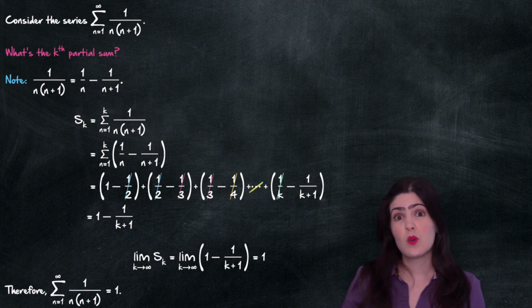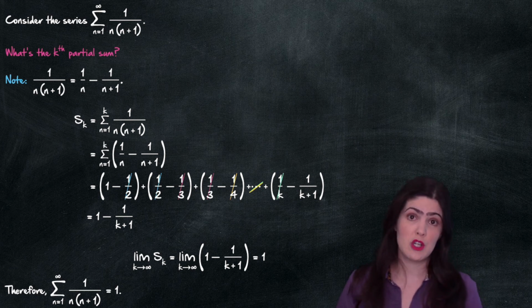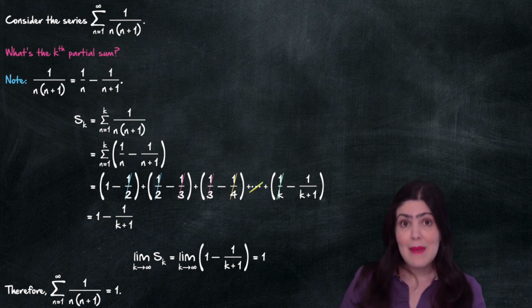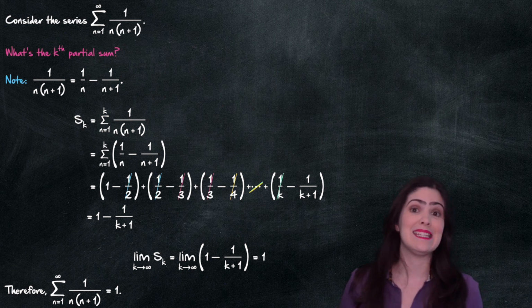So as you saw, it was quite simple to do. We just needed to follow the definition carefully. And in this case, we used a trick, which was using partial fraction decomposition to make the general term of my series look a bit nicer and easier to work with.